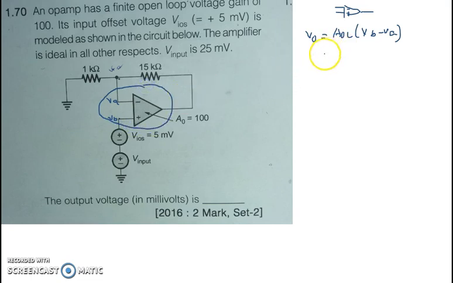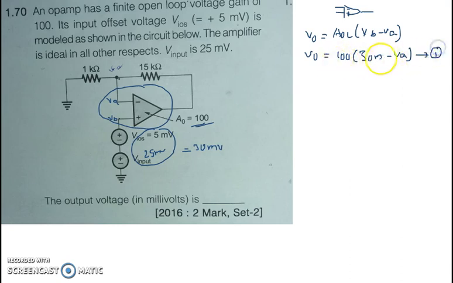Okay, that means I am just considering only this part. Clear? So that is equal to the open loop voltage gain, which is already mentioned, that is 100. So I'm taking 100 and VB. VB is the voltage at the non-inverting terminal. So combined it is 25 millivolts. Both these two are in series. That's why here I can take VB as 30 millivolts minus VA. Okay, so it is the output voltage. Let's take it as equation number 1.